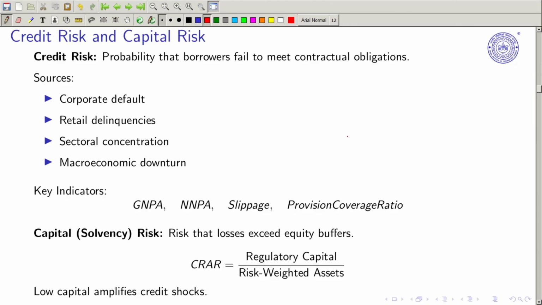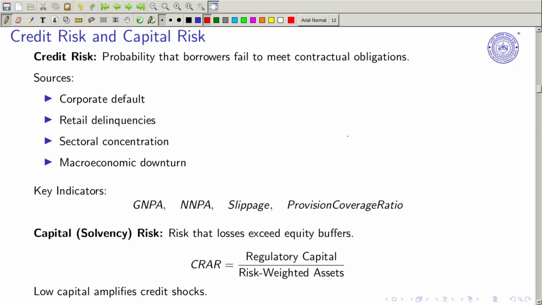Welcome back to the course Introduction to Commercial Banking and Fintech, and I hope you had sufficient background about the banking risk. Since it is a new topic, I thought I should be spending more time on it. So let's get into credit risk and capital risk, and we'll be trying to understand in detail.